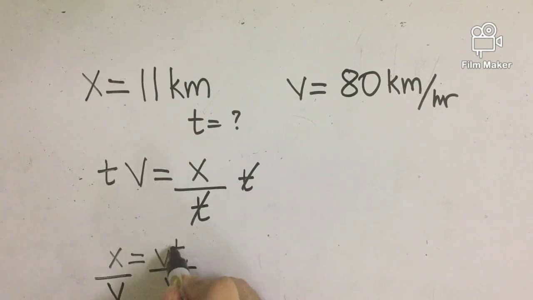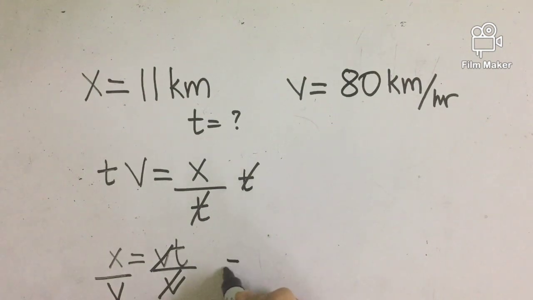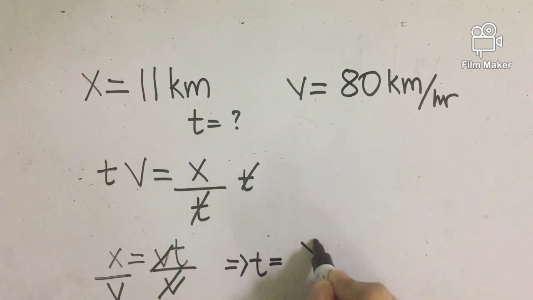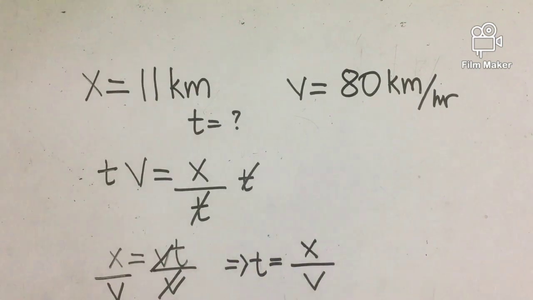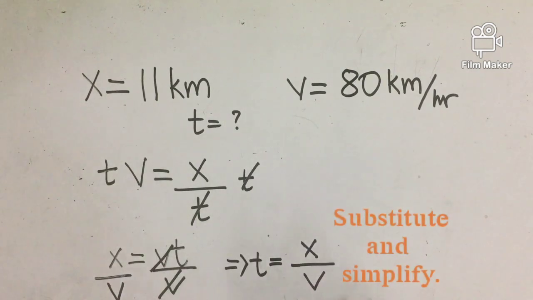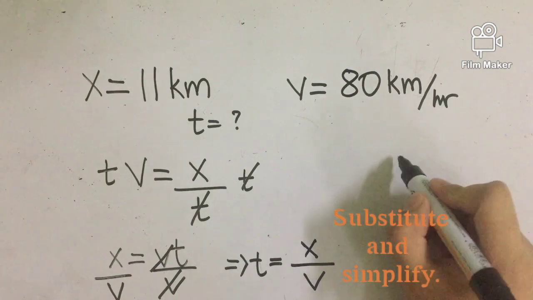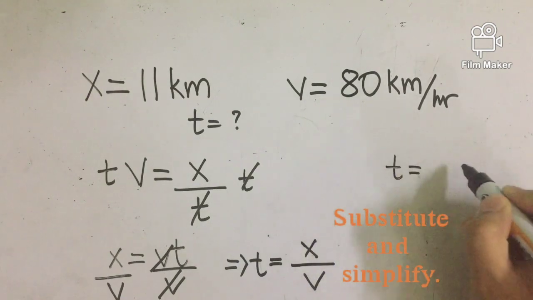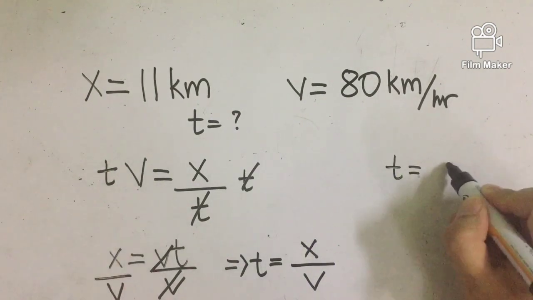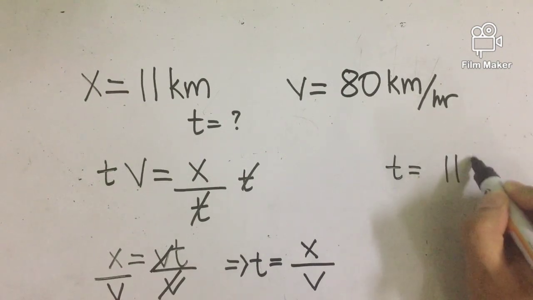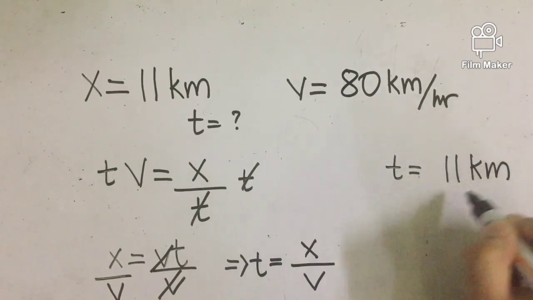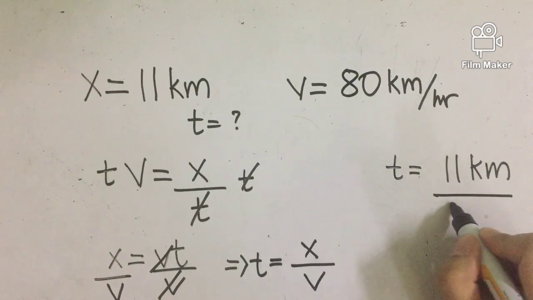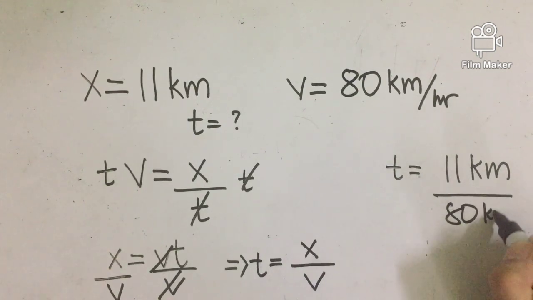If we divide both sides by v, that's equal to 1, we have the equation t is equal to x all over v. Then we can substitute the values. We have here t is equal to displacement x, which is 11 kilometers, all over 80 kilometers per hour.